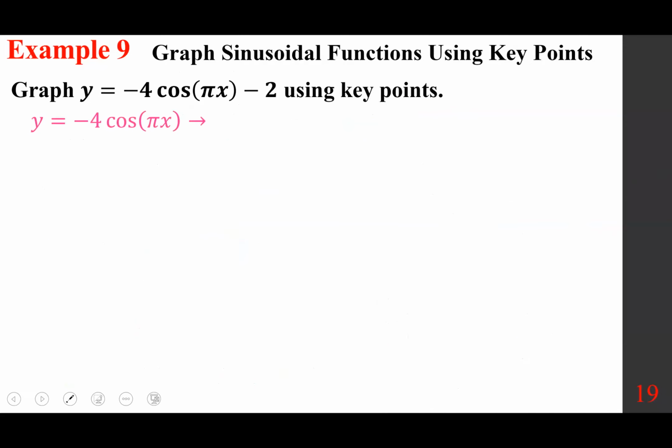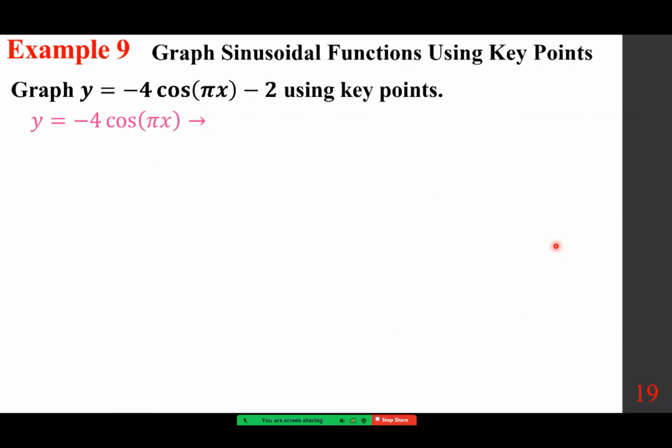Let's do one more key point. And let's see what happens to that. There are different ways of approaching it. One way to approach that is for now to ignore that. If you recall, the effect of this is going up or down. Since it's negative, it goes down. So you can graph this and then take it down by 2.